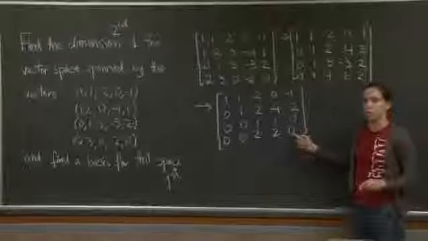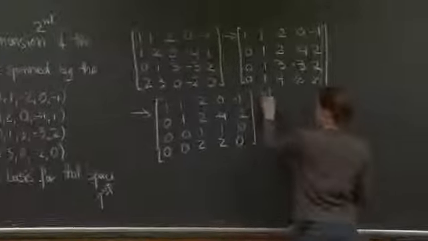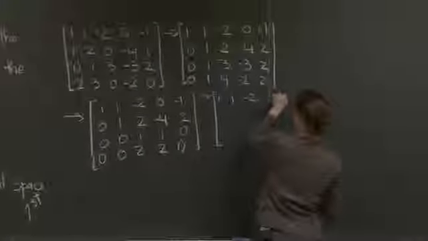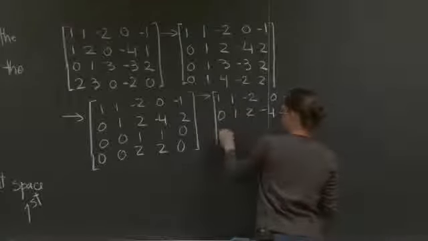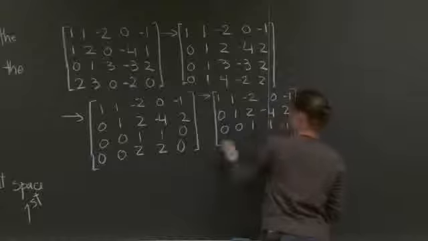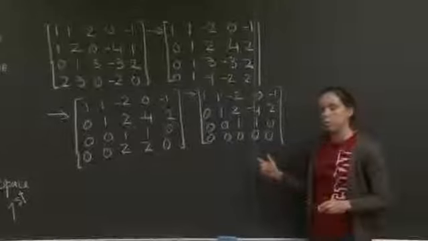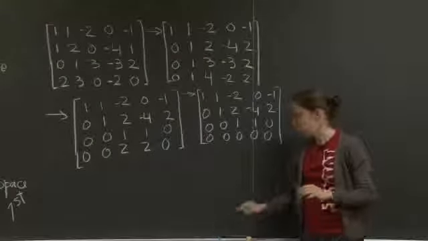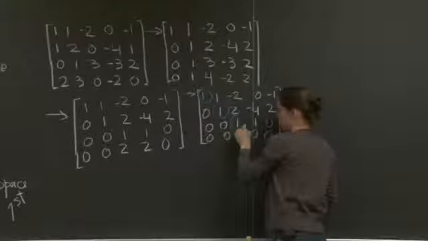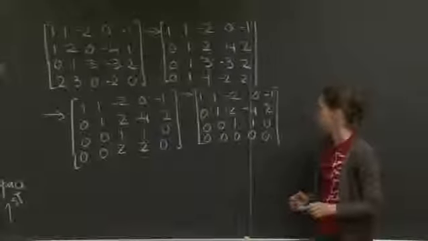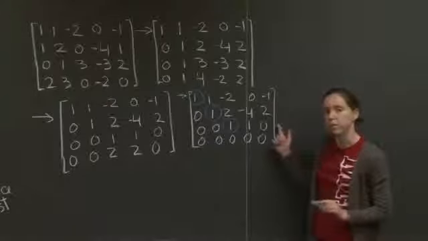Oh, you can see where this is going. In the next step, this row is going to disappear. The result is 1, 1, minus 2, 0, minus 1; 0, 1, 2, 2, 0; 0, 0, 1, 1, 0; and a row of zeros. All right, we're done with elimination, and so let's circle our pivots. Here are our pivots. We have 3 pivots, and so these 3 rows are linearly independent.